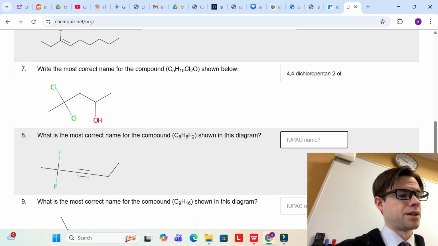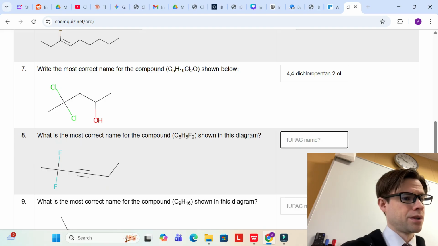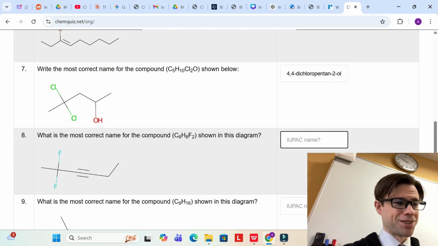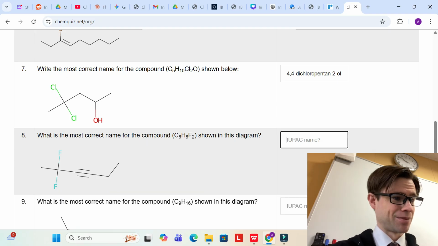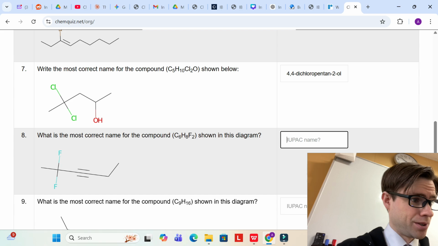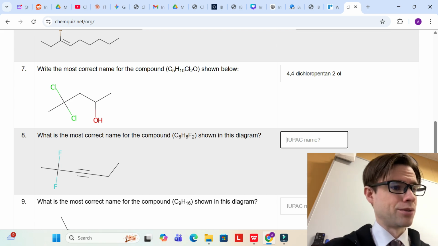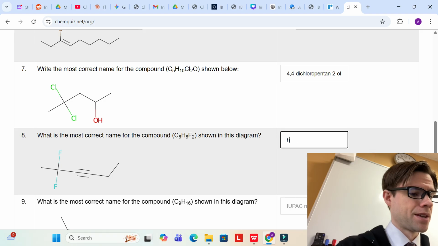Main thing is the alkyne in the middle. 1, 2, 3, 4, 5, 6. Very difficult to count all those ones that are in a line sometimes. But I do believe 1, 2, 3, 4, 5, 6. We can also see in the chemical formula it's 6 carbons. So hex 1, 2, 3. 1, 2, 3. Whichever way we go, left or right, this is hex 3-yne.